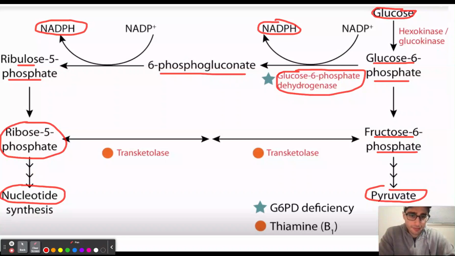And one important thing to keep in mind is that patients who have glucose 6-phosphate dehydrogenase deficiency are going to be at a higher risk for immune disorders. They're going to be at a higher risk for anemia, as well as other things that we talked about, like fatty acid synthesis. Now, fructose 6-phosphate can be used to generate ribose 5-phosphate through the enzyme transketolase, and vitamin B1 is an important cofactor for this reaction.